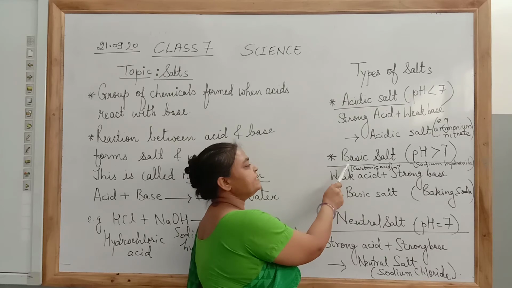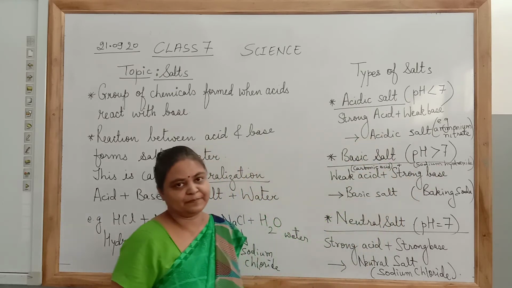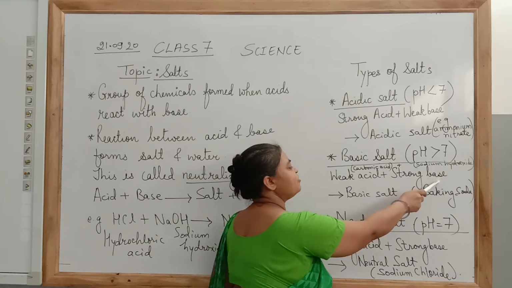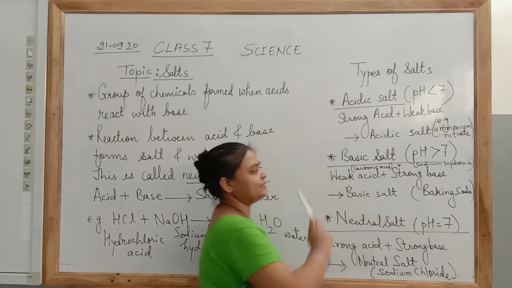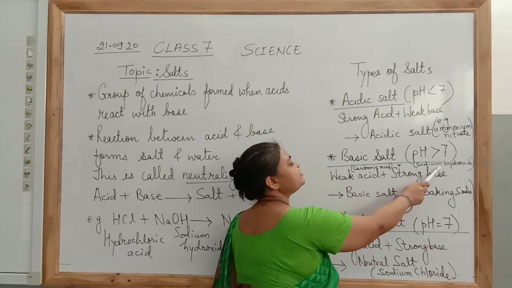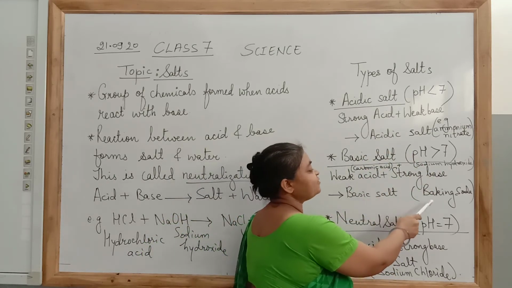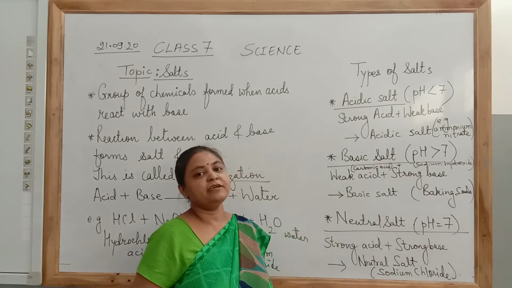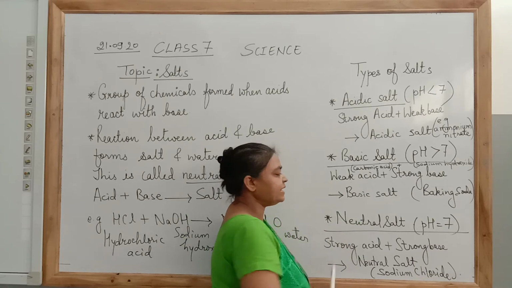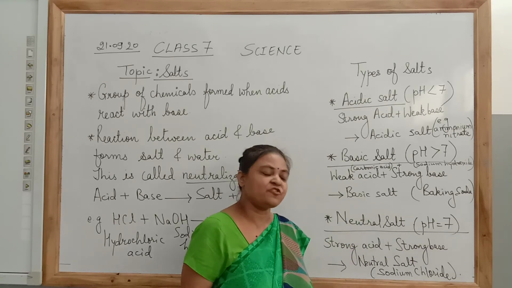Then second category is basic salt, where I have written pH greater than 7. In this case, weak acid reacts with strong base to form basic salt. Weak acid like carbonic acid can react with strong base like sodium hydroxide to form basic salt like baking soda or washing soda. Then the third category is a neutral salt, in which both acid and base should be strong.